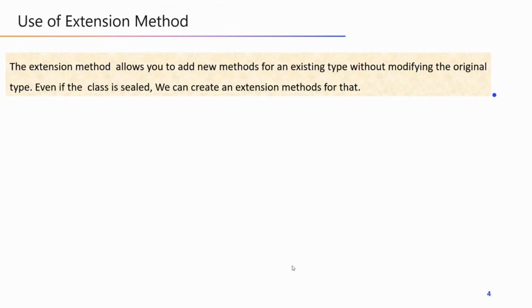So by using extension method, you can add a new method for an existing type without modifying the original type. Even if the class is sealed, we can create an extension method for that.